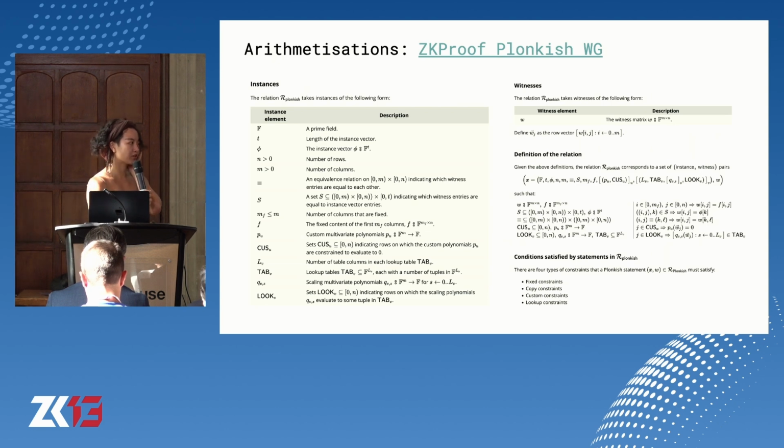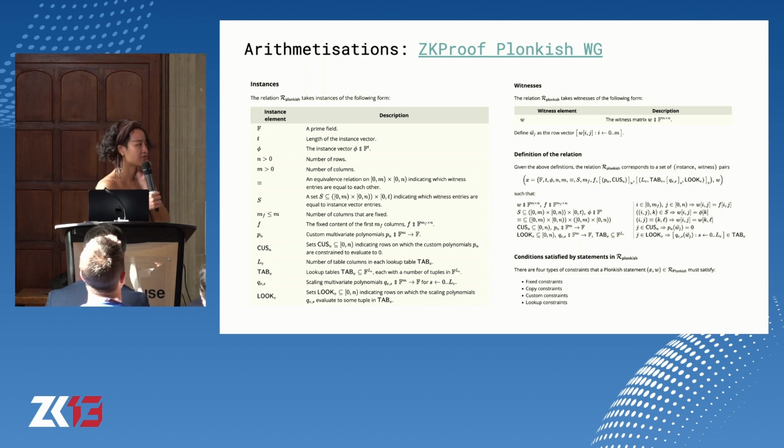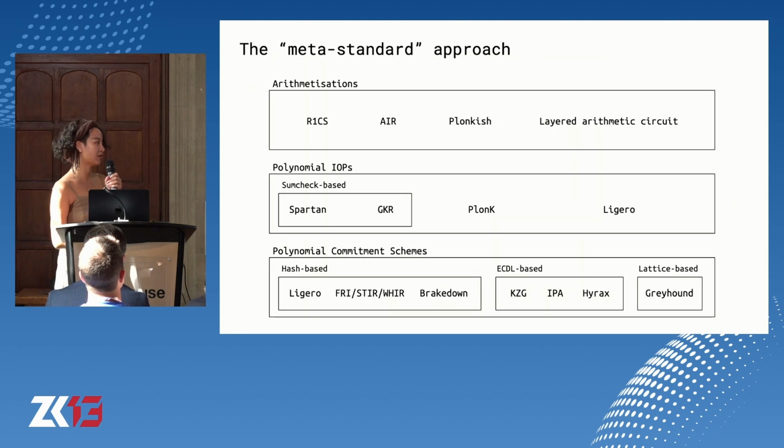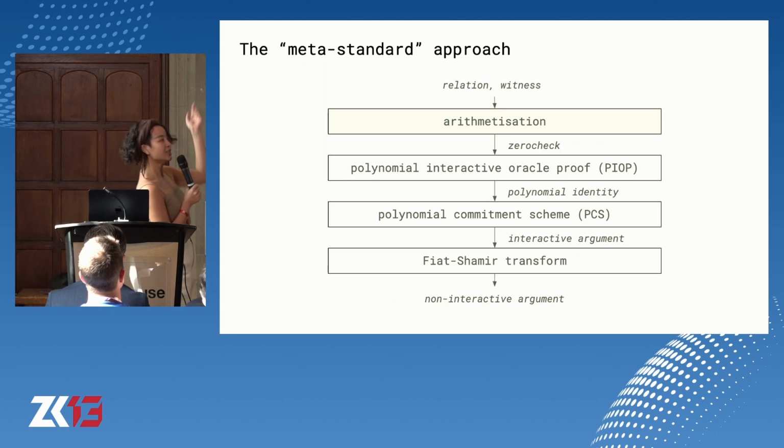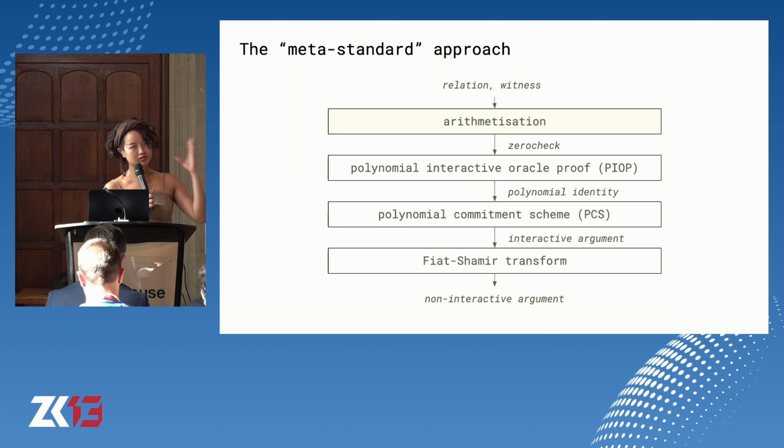So I think arithmetization is the trickiest part to standardize, just because of how much variance there is and how mutually incompatible they seem. On the high level, you could say something general about all arithmetizations. You could say they all need to take in some relation and witness, and they all need to output some zero check. But to me that's an example of being too high level to be useful.